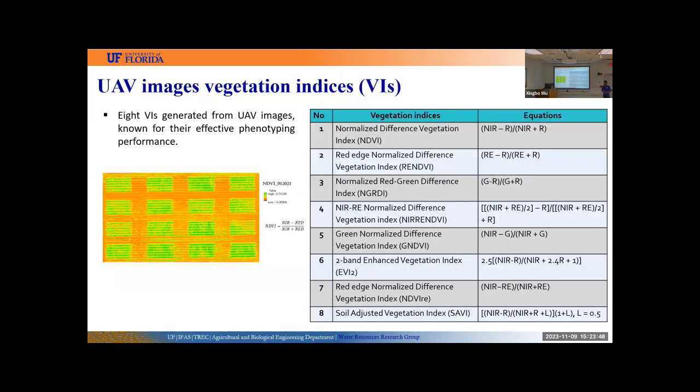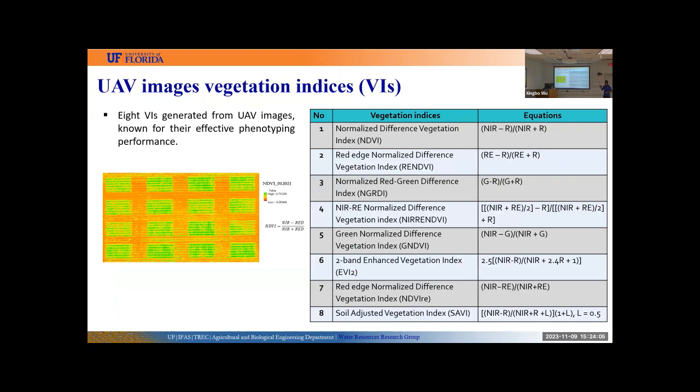In this study, we also generated 8 vegetation indices from the image, and these are the 8 vegetation indices we generated using drone images. The first index we calculated for this analysis is NDVI. How can you calculate NDVI?